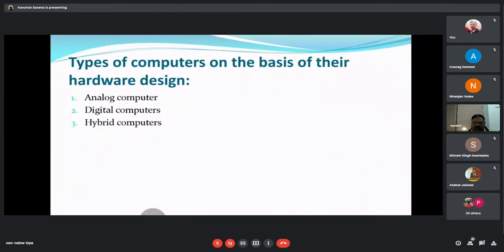Now, the second type of classification is based on the hardware design. On the basis of hardware design, the computers are categorized into the following three categories. First, analog computers. Second one is digital computers, and third one is hybrid computers.